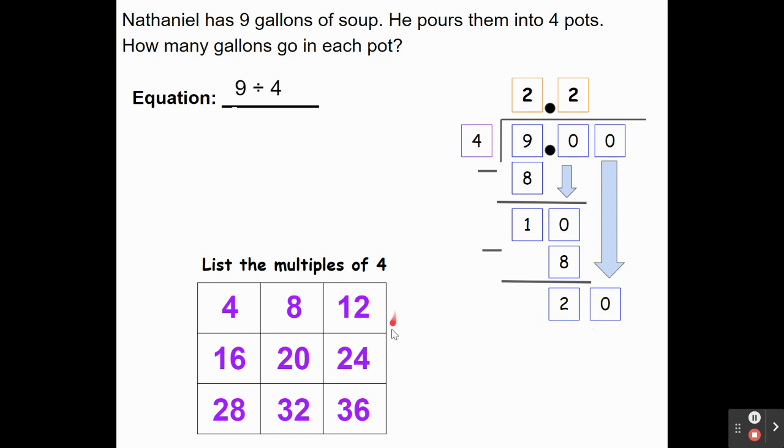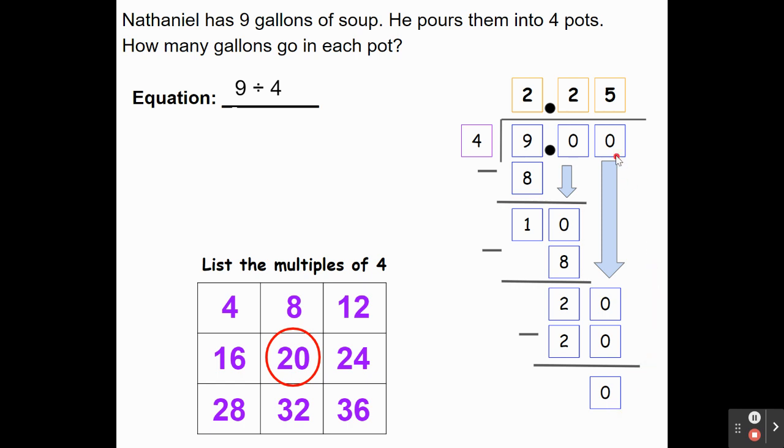Let's look at our multiples to see which multiple gets us closest to 20 without going over. That would be our fifth multiple, which gets us exactly 20. So up here in the hundredths place, in our quotient, we're going to put 5. 5 times 4 gets us exactly 20. When we subtract 20 minus 20, we get 0 left over. So now we have 0 gallons of soup left over.